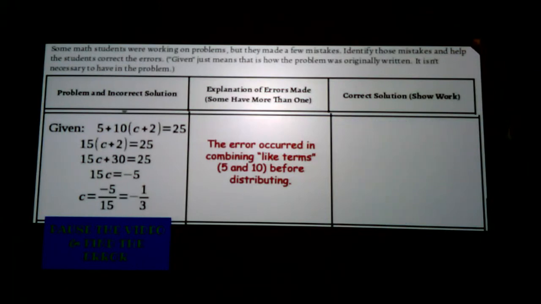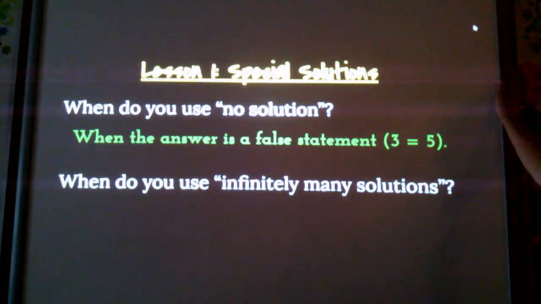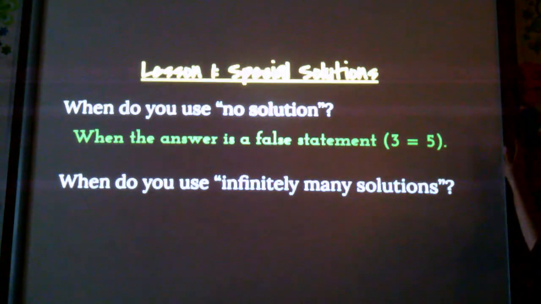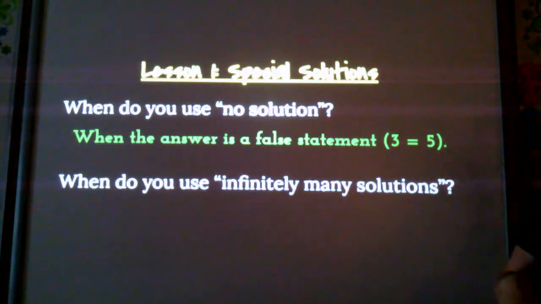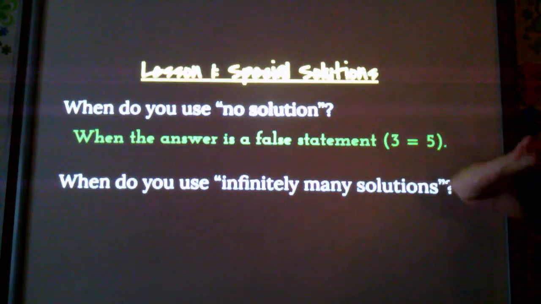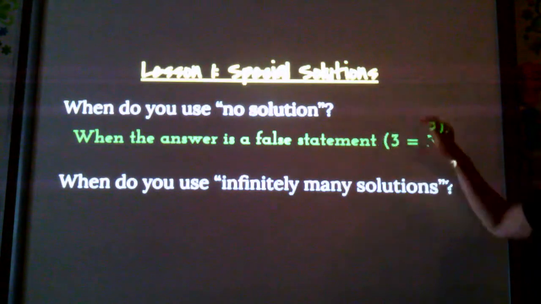All right, we're going to do some special equations. So when do you use no solution? When the answer is a false statement. If you end up with something like 3 equals 5, 11 equals 0, something like that, you're going to have to use no solution. And both of these pieces are the answer.